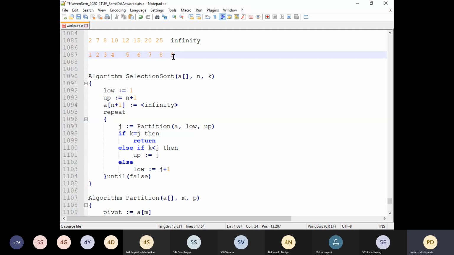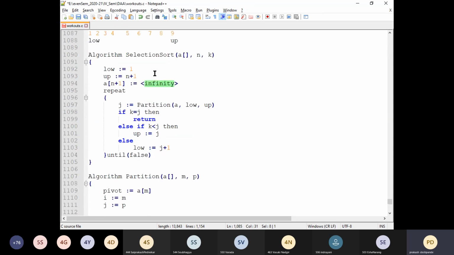That n plus 1 is nothing but the up value. You can say now this is low, that is 1 is low and 9 is up in this case. Low means the 1, up means the 9, the positions. And at the up position, we will try to keep the plus infinity value.